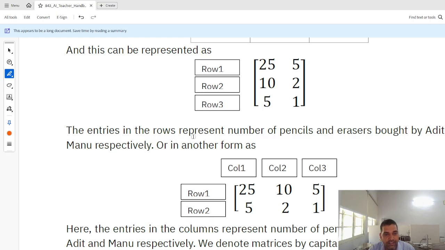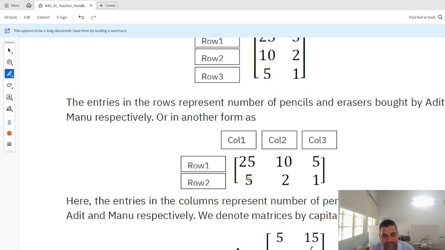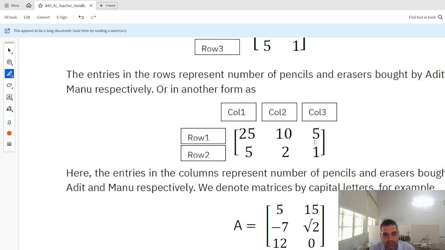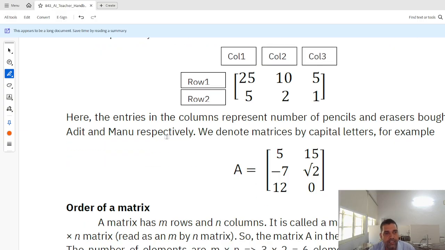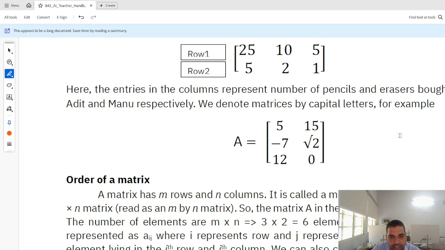So the entries in the rows, row 1, row 2, are the number of pencils and erasers bought by Aditi, Adit and Manu. In the other format you can see, this is the row, this is the column. Here the entries in the columns represent the number of pencils and erasers bought. We denote matrices by capital letters, for example, A equals a matrix like this.